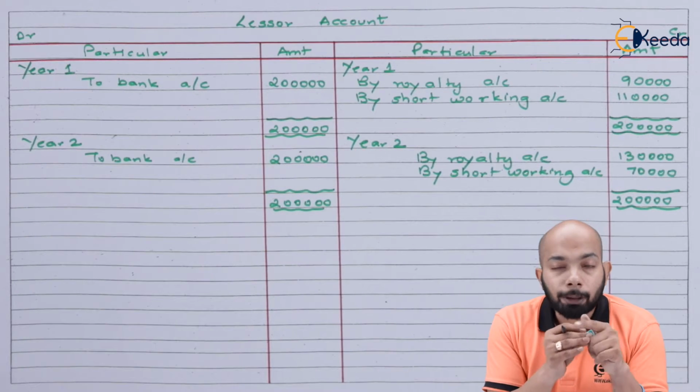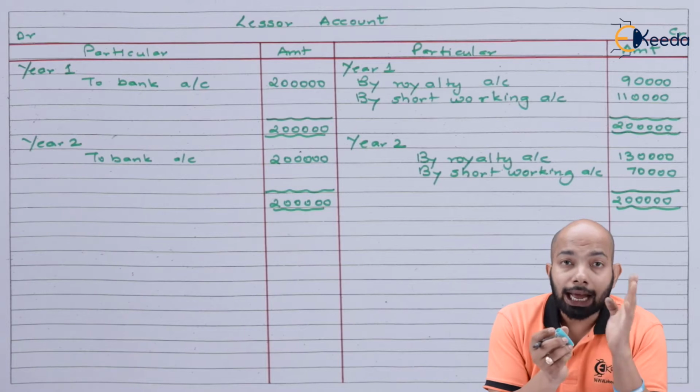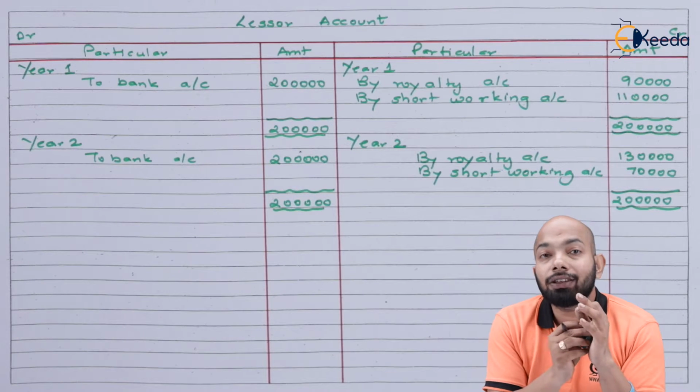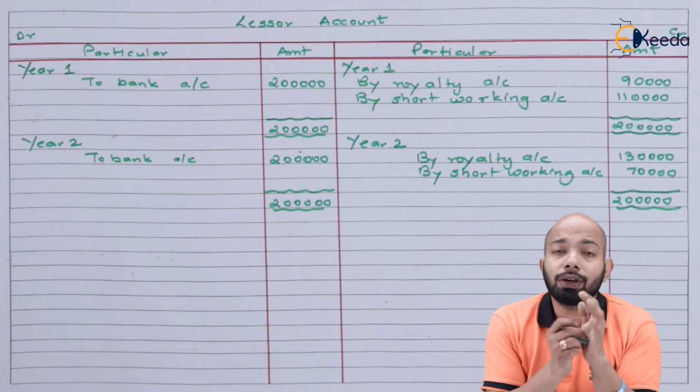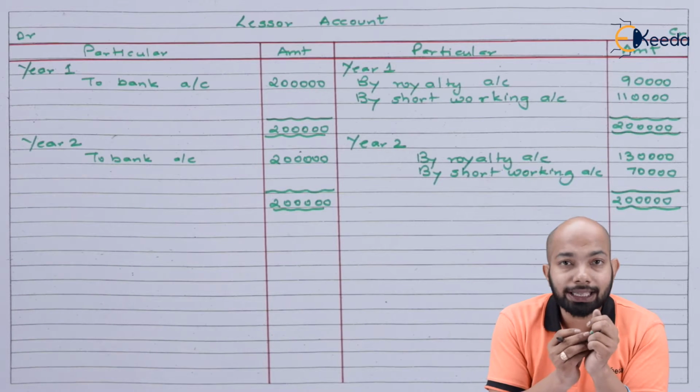Again, for year 2, we have prepared the same thing. That means on the debit side, we have an amount of 2 lakh. And on the credit side, we have an amount of 1,30,000 as royalty and short working as 70,000 mentioned there. Let's go on to year 3 and prepare the same thing.